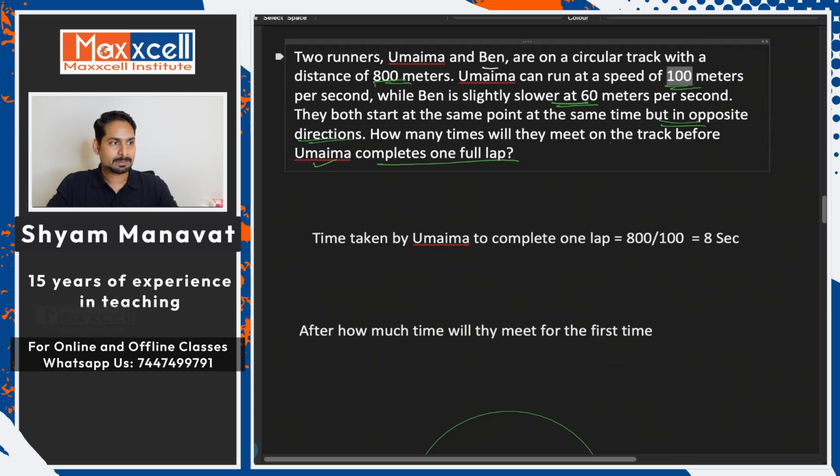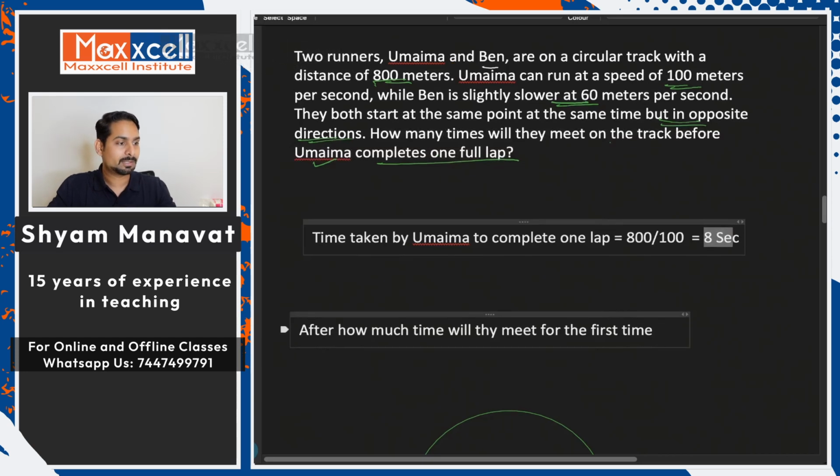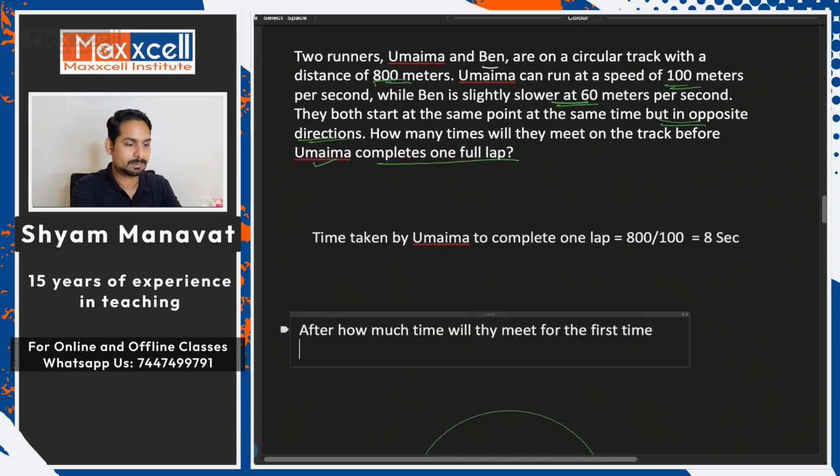Umaima's speed is 100 meter per second. To cover this entire 800 meters of track, Umaima should take 8 seconds. That's the question: how many times will they meet on the track before Umaima completes the full lap? So Umaima is going to complete the full lap in 8 seconds. Keep this in mind. Now when they run in the opposite direction, when will they meet for the first time?